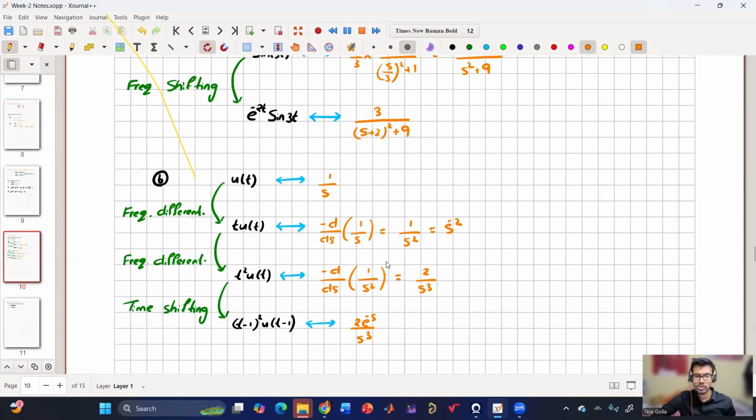So here I used two different properties, but one property I have used twice. So I have used a total of 3 properties to get from the basic known Laplace transform to the given expression. Is this clear for everyone? How we have solved this?